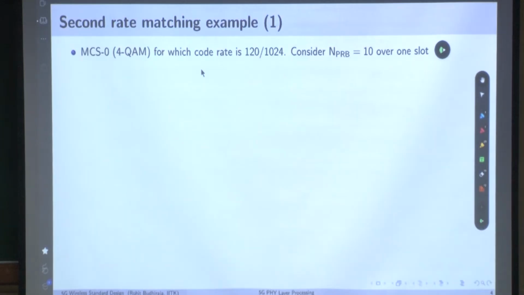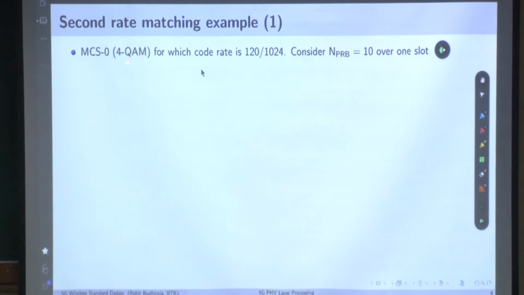You cannot reduce the rate there, okay. So you have to move to another MCS index where the rate is lower than 1 by 3, correct? The easiest possible example is MCS 0, that's the lowest possible rate. The code rate is 120 by 1024, it's 0.1, lower than 0.3, correct. So it satisfies our requirement of understanding how a rate matching module will work for this case.